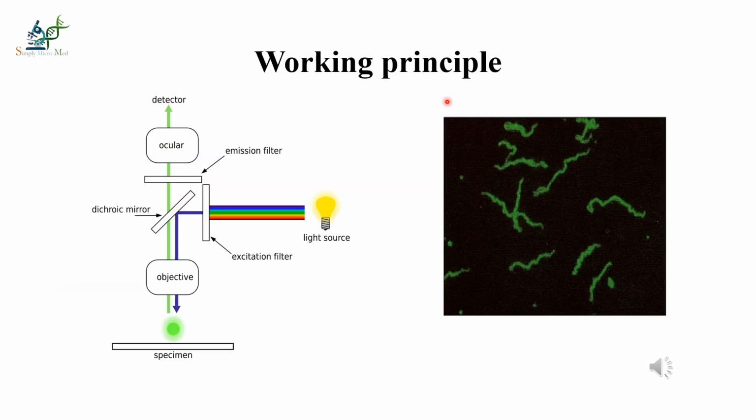The working principle of fluorescent microscopy. Here this is a specimen. This specimen is already coated with fluorochrome or fluorescent dye. When UV light is exposed to this specimen, what will happen? The specimen will start to illuminate. The fluorescence will be produced and it will be emitted. This emission of the fluorescence can be detected in the ocular lens. So we will get an image like this. In a dark background, the fluorescent coated bacteria or the specimen can be seen like this. And this is the picture of spirochetes, the fluorescent coated spirochetes in dark background.